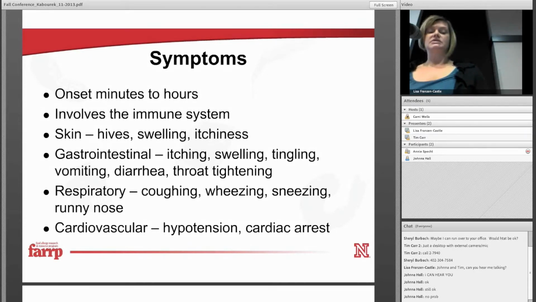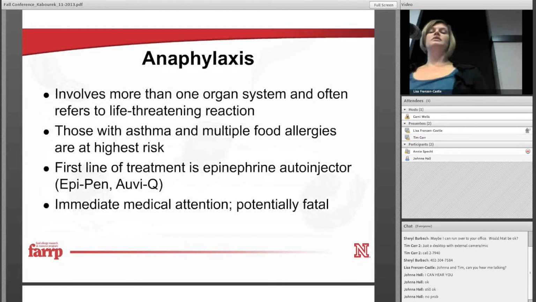Probably the scariest and most serious is the cardiovascular system. You have hypotension and cardiac arrest, and then it progresses into anaphylaxis, which can involve one system or all the systems. Not always do you have hives and skin reaction when you're having a food allergic reaction. Those with asthma and multiple food allergies are at highest risk for a death. And the only treatment thus far is an epinephrine auto-injector.